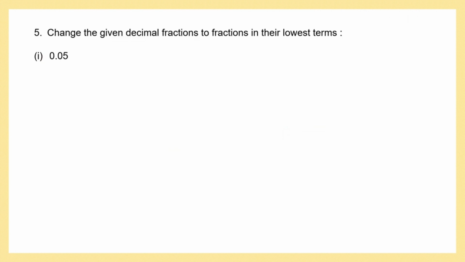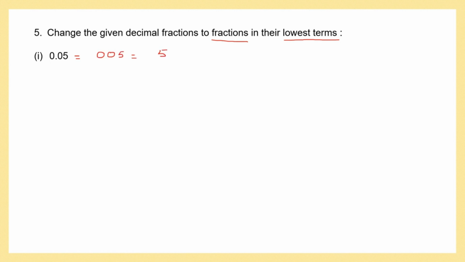Next question. Change the given decimal fractions to fractions in their lowest terms. So there are two parts here. First I change this to a fraction and then I convert it to the lowest term. Okay, so here when you're changing a decimal fraction to a fraction, ignore the point and write it down. So 005, which is simply 5.